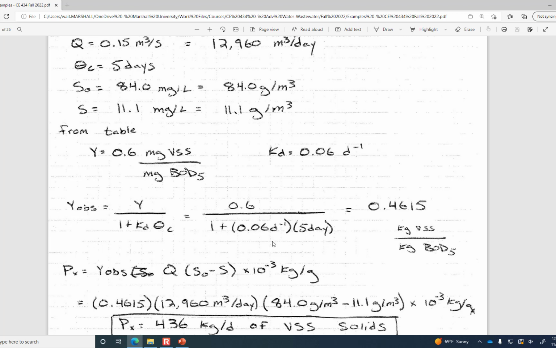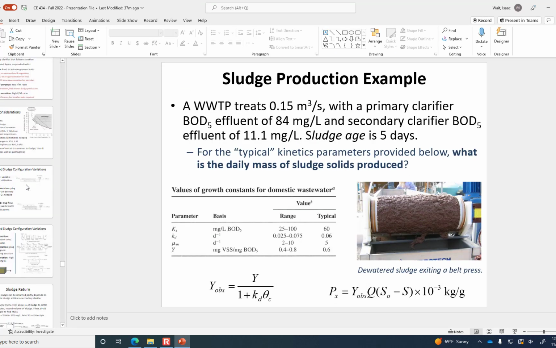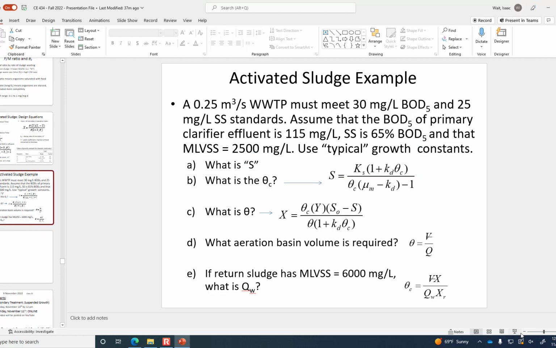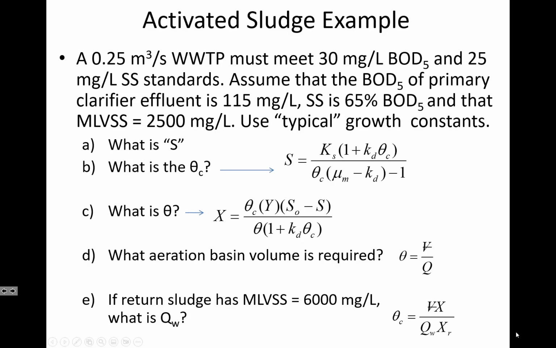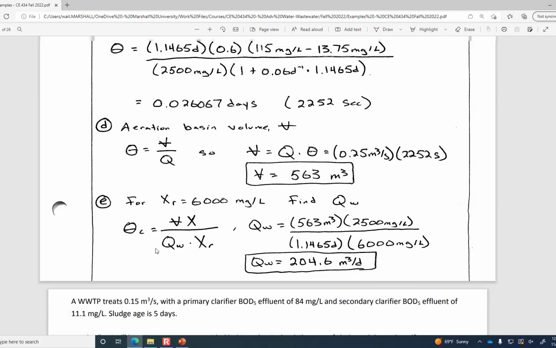Okay, so I realized as soon as I opened up my examples that we didn't finish this example from Monday's class. We were working on this one. I apologize that we're just now going to get back. I think it was part E that we hadn't looked at yet. We'd already calculated the aeration basin volume that's needed, but we didn't find out what is the waste rate. So let me just review where we were on that example.